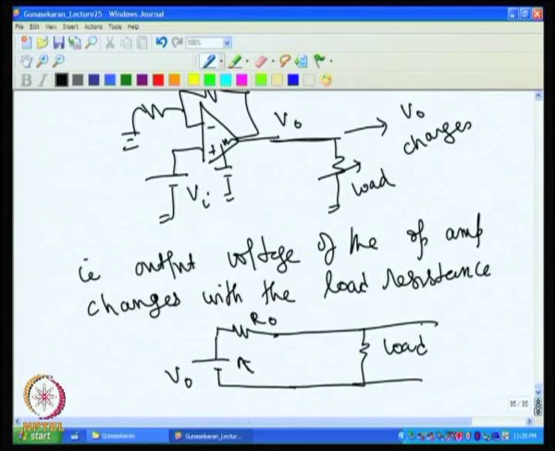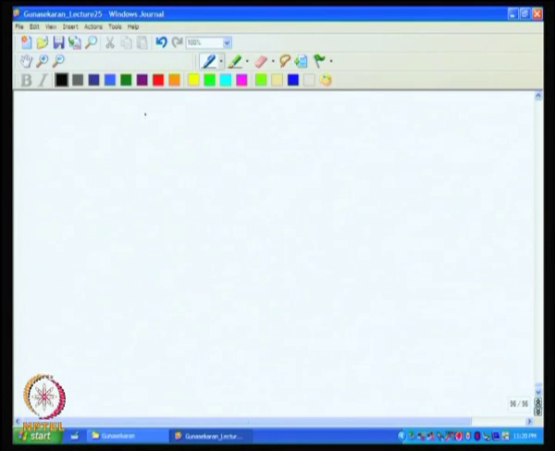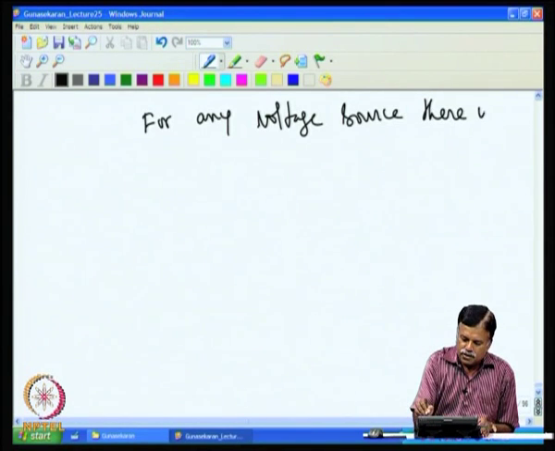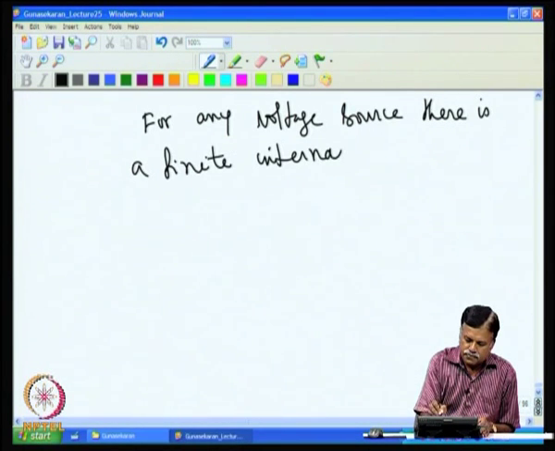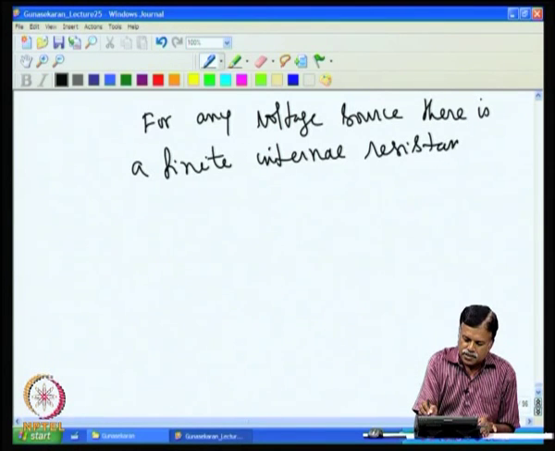Similar to the earlier discussion, where the battery had an internal resistance, the op amp also has its own internal resistance. When you change the load, the voltage across it changes depending upon that internal resistance. This is true for any voltage source: there is a finite internal resistance, so the output voltage will change with the load.